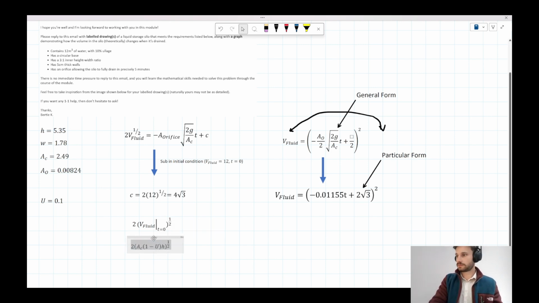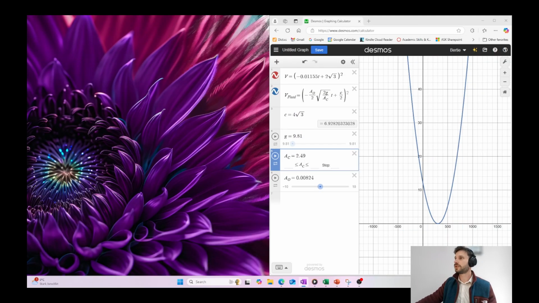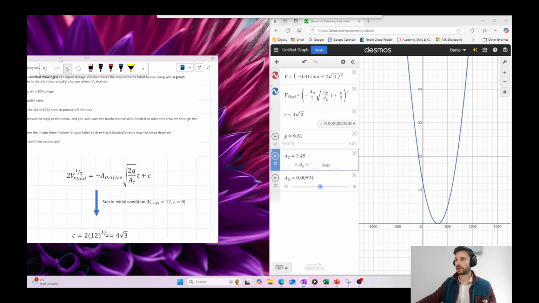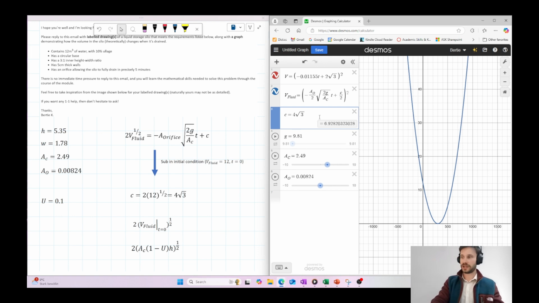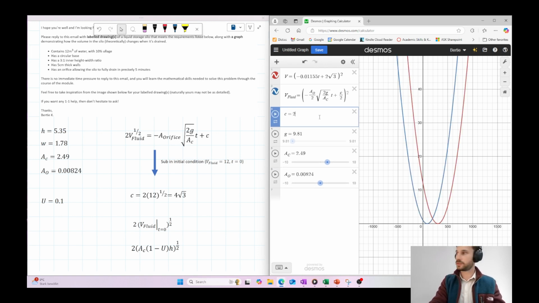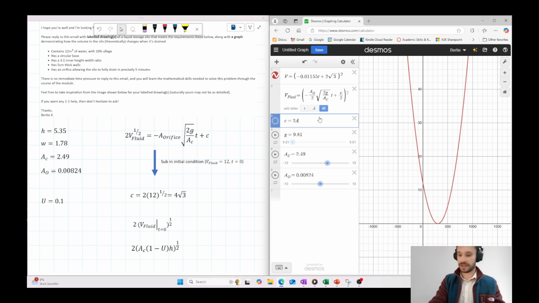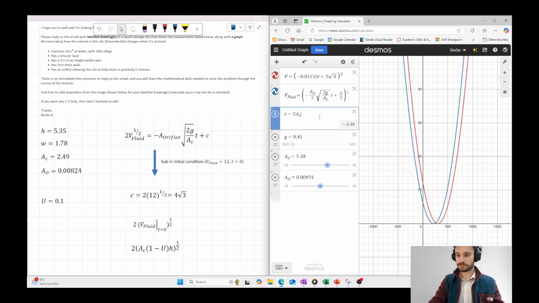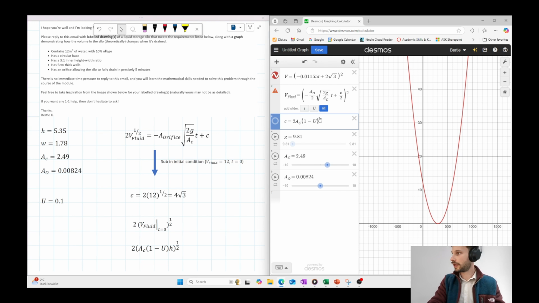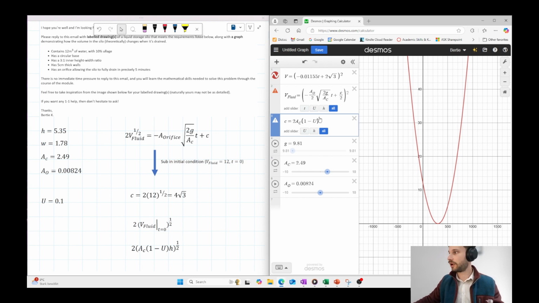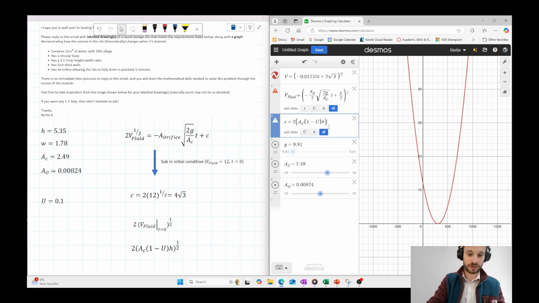Okay. So we want to take that idea and put it into Desmos here. So instead of just writing 4 root 3 in here, I'm going to write in 2 AC times 1 minus U times H, all to the power of a half. So let's put all these in brackets and put this to the power of a half.